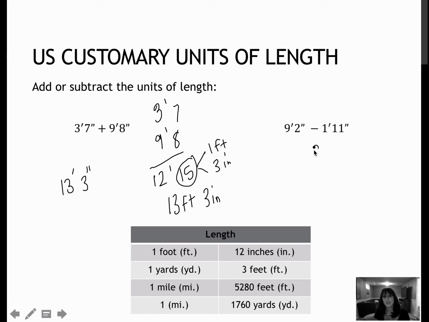Same thing with subtraction. If I have 9 foot 2 inches and 1 foot 11 inches, I'm going to subtract, but again, I can't take 11 away from 2, but I can borrow. So I'm going to borrow from my 9 feet to make it 8 feet, and we know that there are 12 inches in a foot. So instead of 2 inches, I now have 14 inches because I have 12 plus 2. So don't just put a 1 in front of it because that's what we're used to. Remember, there are 12 inches in a foot. So now 14 minus 11 gives me 3. And 8 minus 1 gives me 7. So I have 7 feet 3 inches.